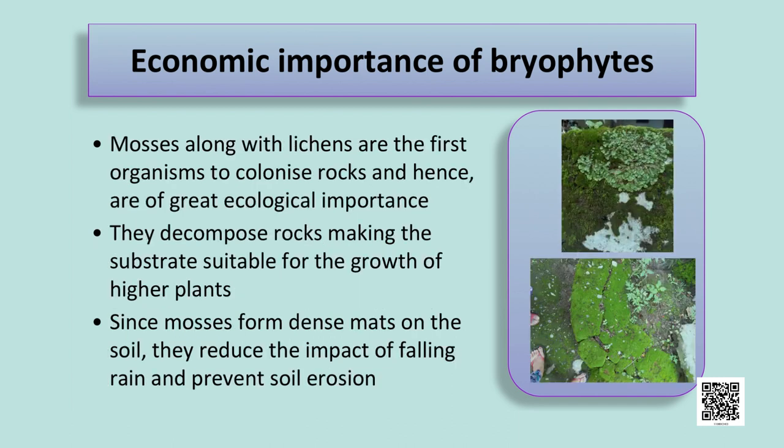Moss and lichen are the pioneer organisms during xerophytic succession. They decompose rocks to form soil which is useful for the growth of higher plants. In this picture, you can see both moss and liverworts growing on a rock wall. Mosses form dense mats on the soil. This reduces the impact of rain, thus preventing soil erosion.